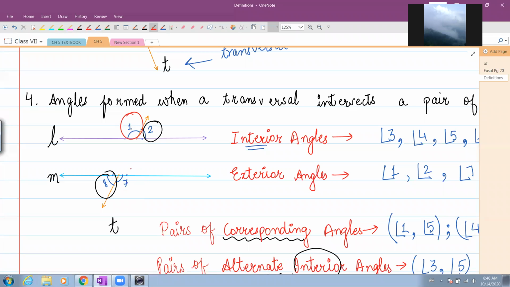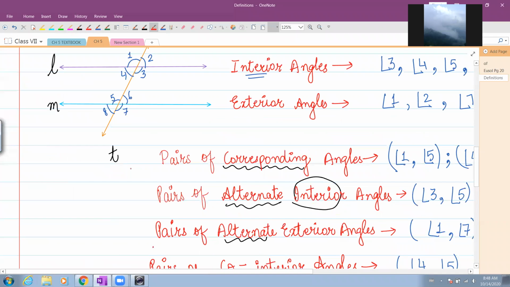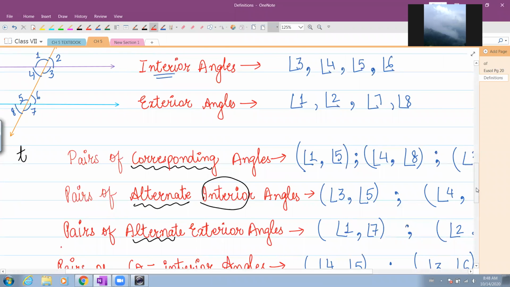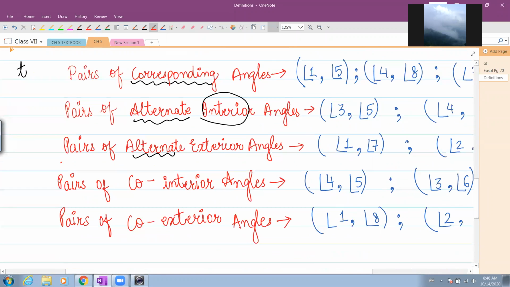Once you have done this, now you know how to identify corresponding angles, alternate interior angles, alternate exterior angles. I have actually written here also in the definitions. You can match later on. And then we have pair of co-interior and co-exterior. Earlier we took alternate, now we are taking co-interior, co-exterior.